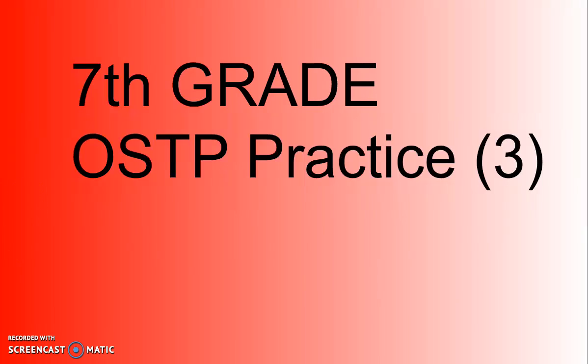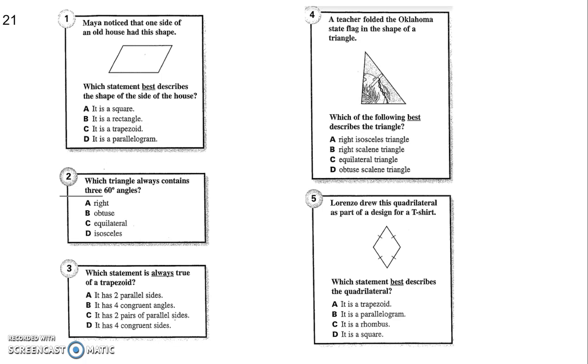All right, here we go. 7th grade OSTP Practice 3. We're doing pages 21 through 25.